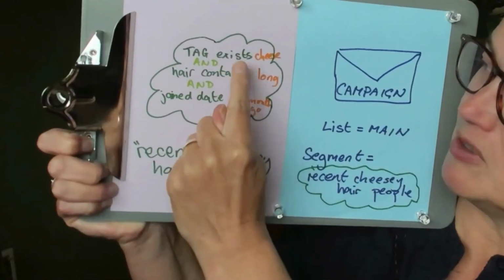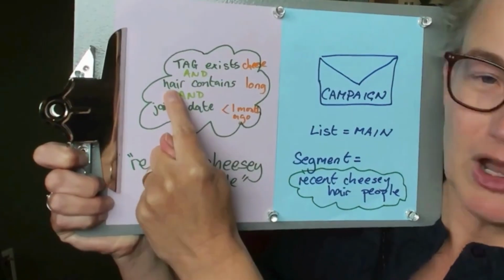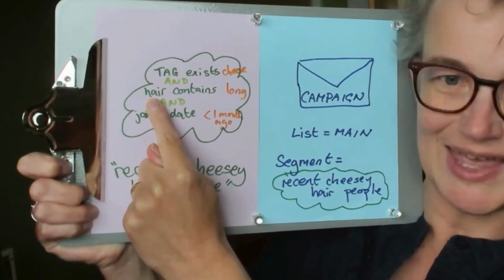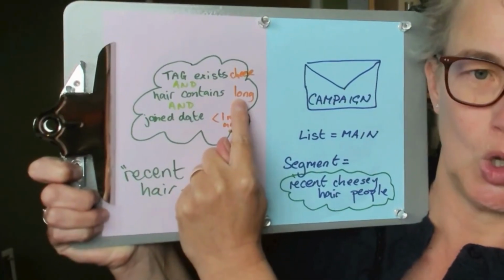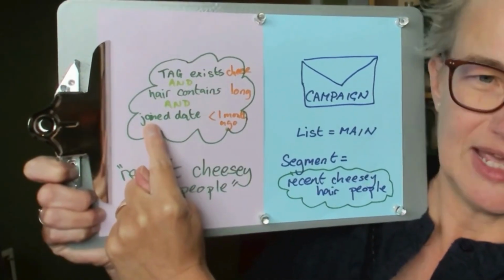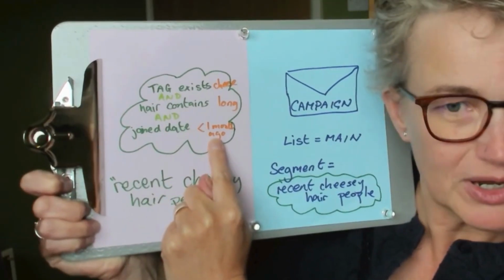The point is I can define a group of people by using those conditions. So here's my segment conditions. Tag exists, cheese, so they must like cheese. I've got a custom field which talks about their hair length. So I'm going to specify the hair field must contain the word long, and their joining date must be less than a month ago. So that would be my segment conditions.